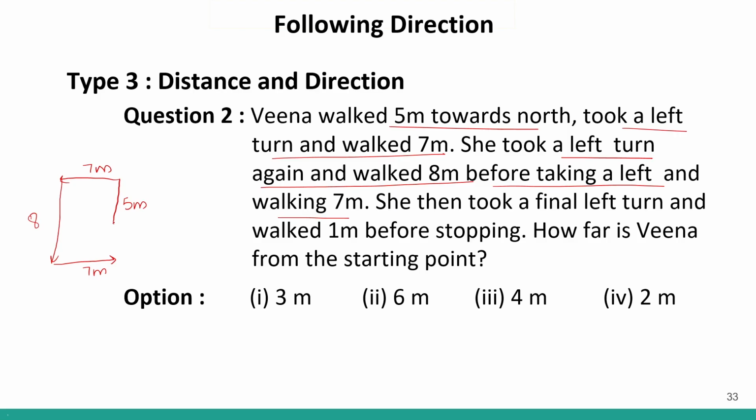So she'll come again back in line with the starting point. Then finally she took a left turn and walked 1 meter. So left and then again walked 1 meter, right? And then she stopped. So how far is Veena from the starting point? So from starting point till here, we can say this direction 8 will be equal to, let's say this direction is x, then x plus 5 plus 1. So x will be 2 meters, which is option number 4. So option number 4 will be the correct answer.